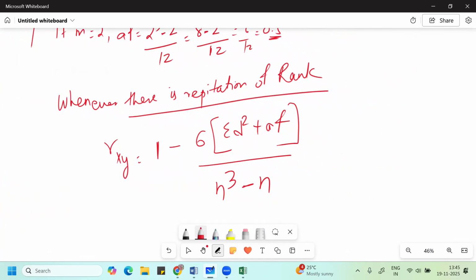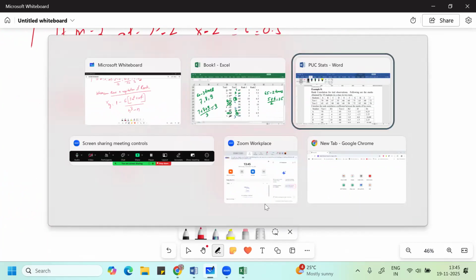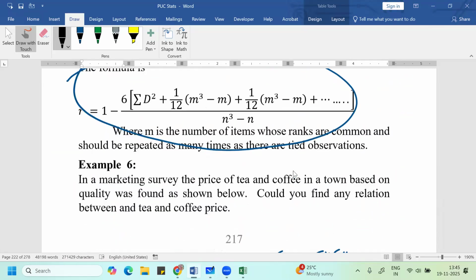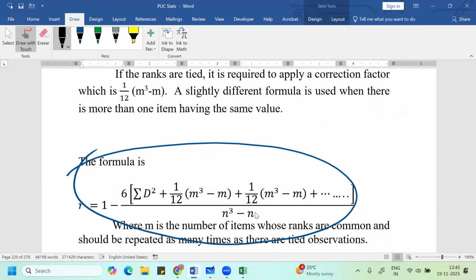In the textbook this is given directly within the formula. But this looks very complicated. That's why what I normally do, I do it separately. This adjustment factor calculation, I do it separately, and then whatever value I get, I add that with the sum of d square. I hope you're getting it.